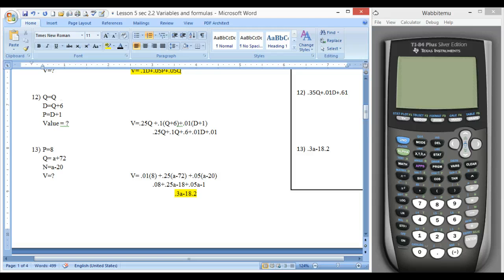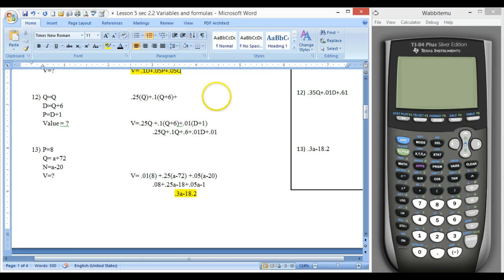Quarters. Quarters are 0.25. 0.25 times Q. And I don't know how many Q's, so I have to leave it. Now I'm going to add dimes. Dimes are valued at 10 cents. So I can put 0.10 or 0.1, same thing. And then I'm going to multiply it by how many dimes I have. In this case, Q plus 6. Q plus 6, and I'm going to close parenthesis. In fact, I should have put a parenthesis here as well, as we talked about.